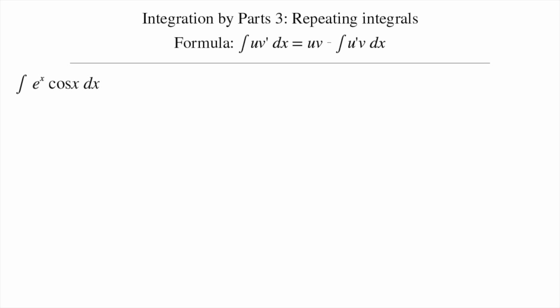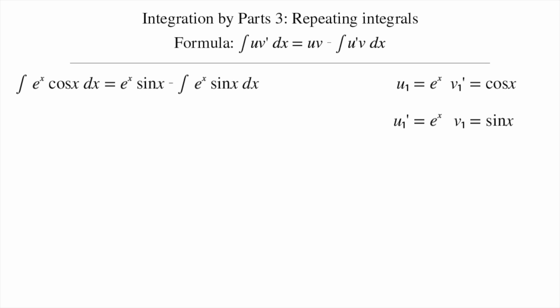So let's choose u1 is equal to e to the x and v1 dash is equal to cos x. It'll become clear in a little while why we've chosen to add a subscript 1 to each of these. In the meantime, u1 dash is equal to e to the x and v1 is equal to sin x. Now, we put this into the formula to get that the integral of e to the x cos x is equal to u1 v1, which is e to the x sin x, minus the integral of u1 dash times v1, which is e to the x sin x.